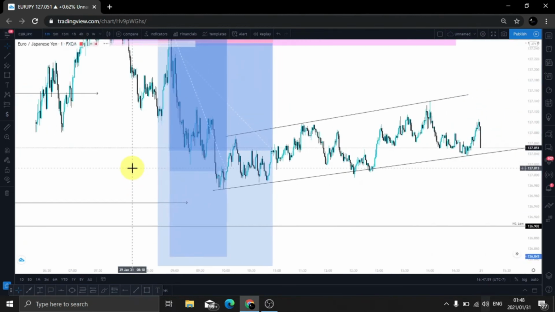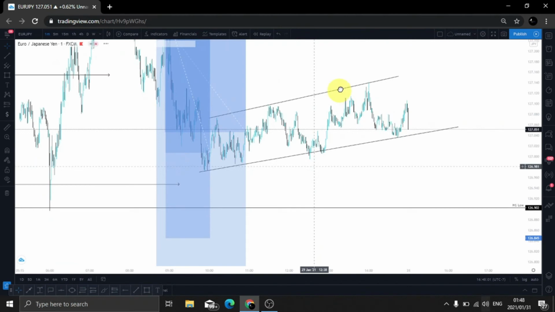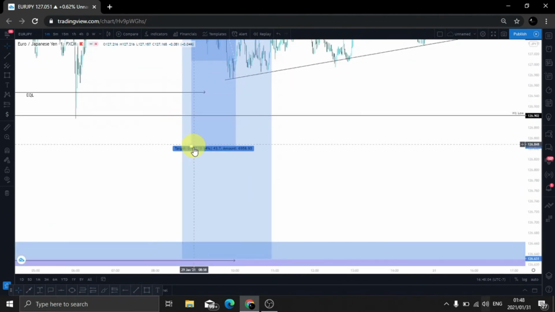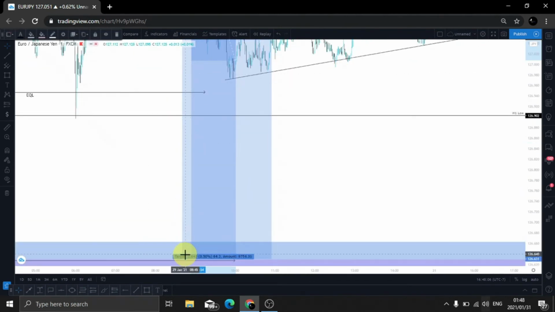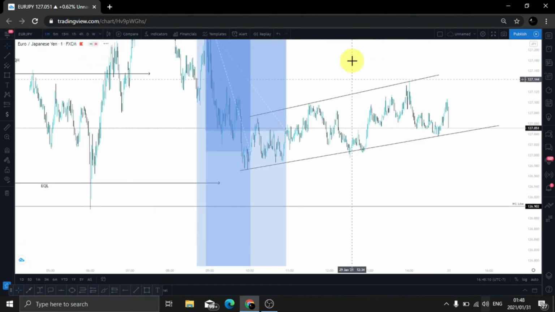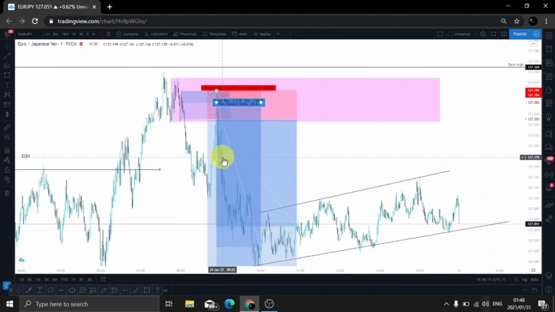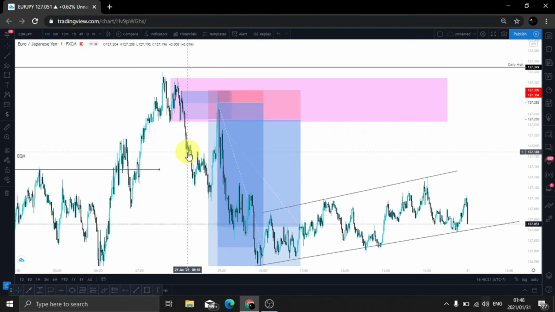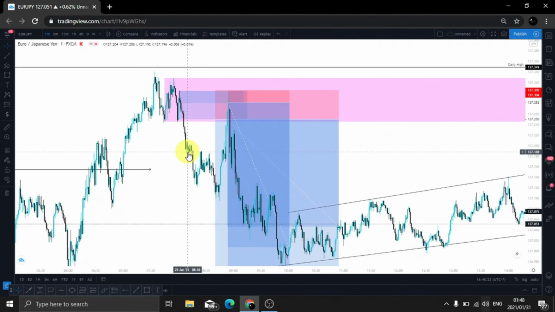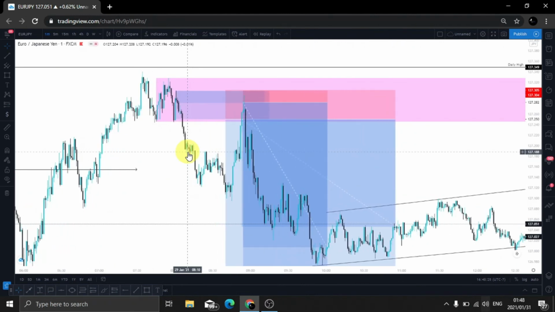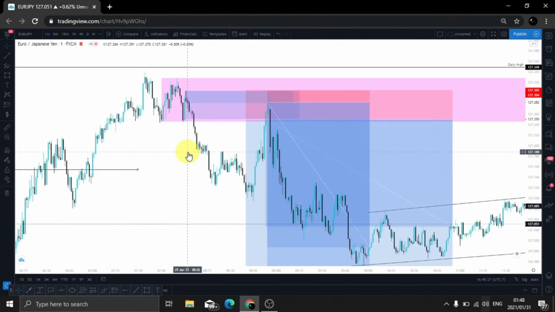Oh, wait a minute. Then our take profit is over here. Let's just go to the top. Then now our risk ratio is 1:30. This is the trick that I've been using, guys. This is how I make a lot of risk ratio. This is how I take high risk ratio trades.